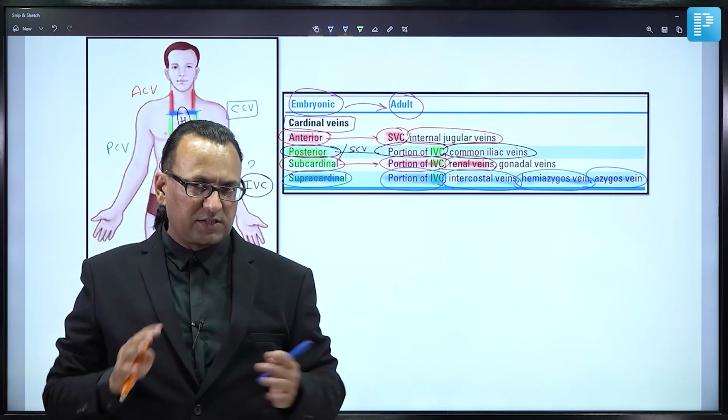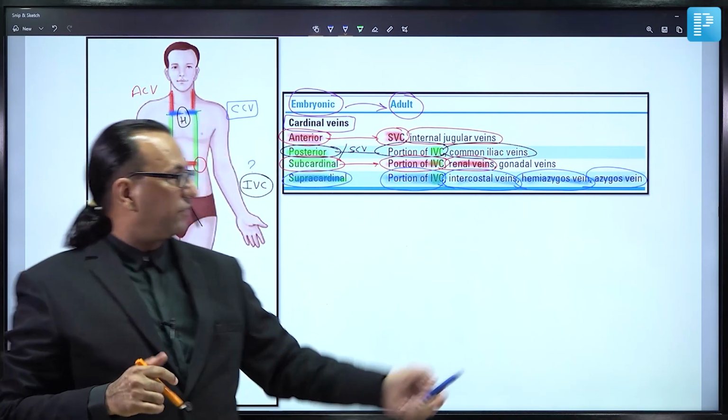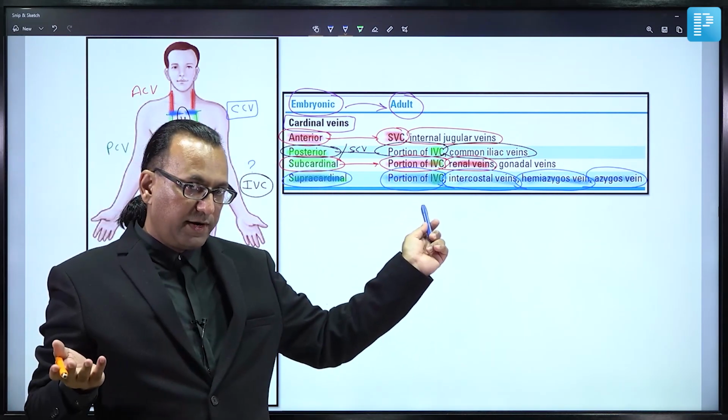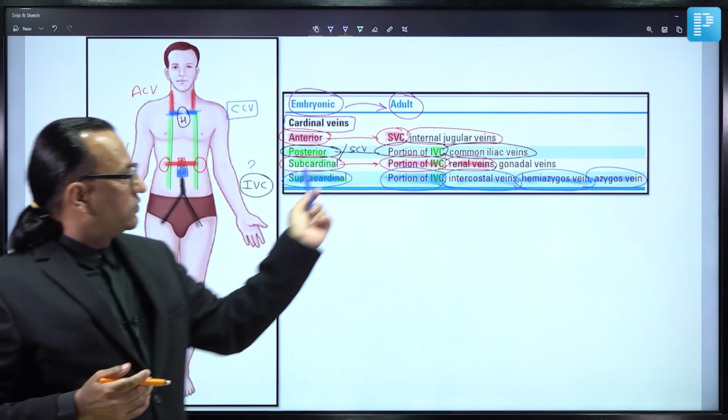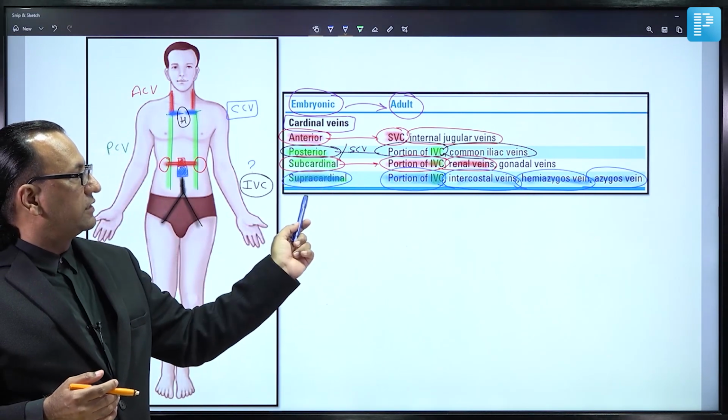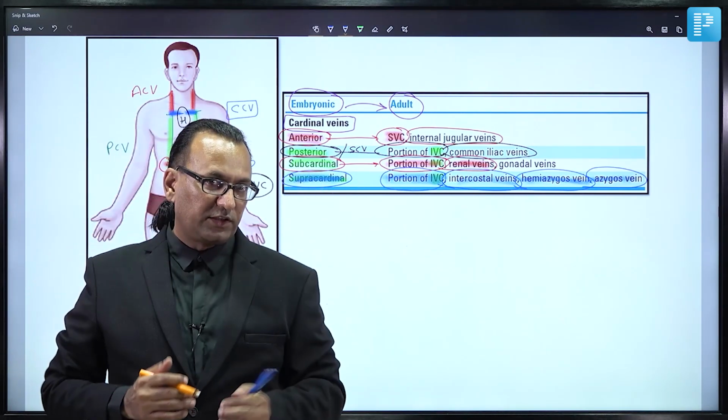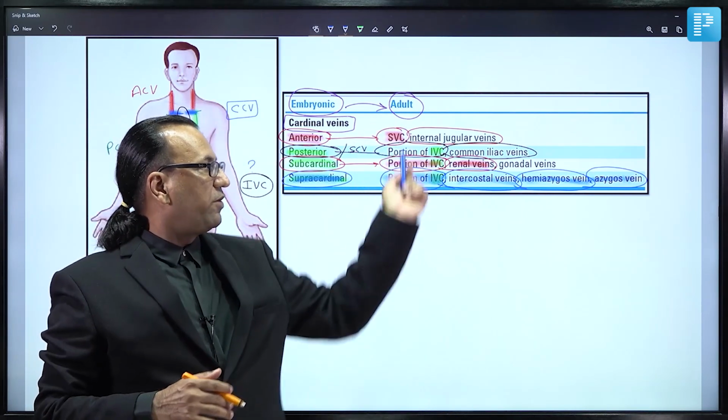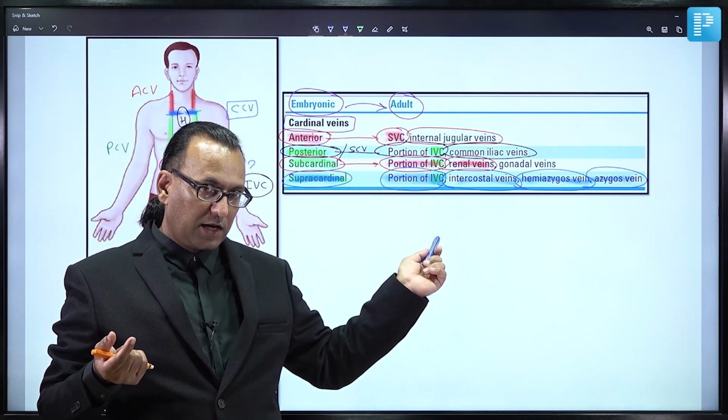So you can understand it is not so simple. The development of the inferior vena cava needs more details. But our job here is not to discuss those details because it is a long topic. We are just having a brief overview, which can be well understood by looking at another diagram.